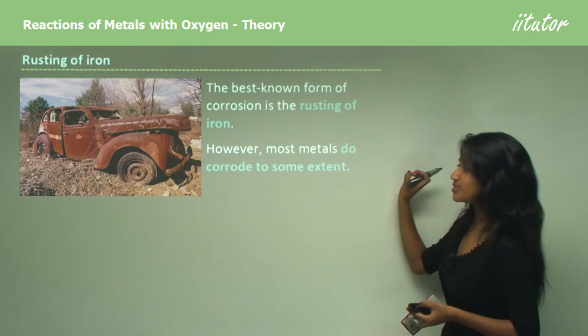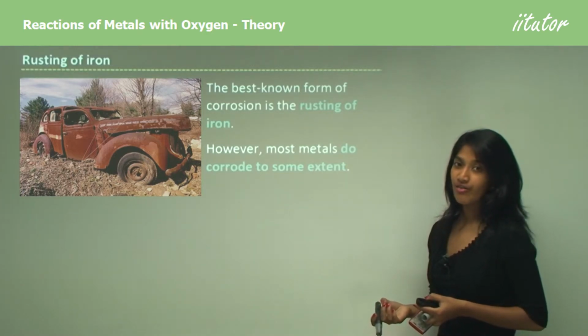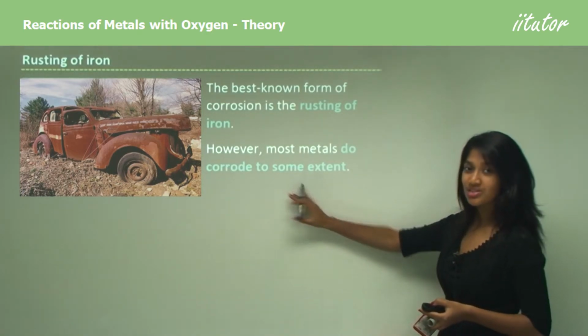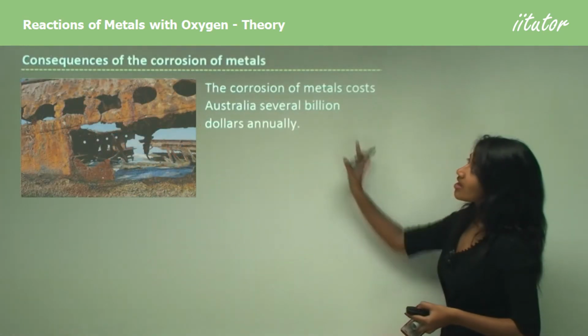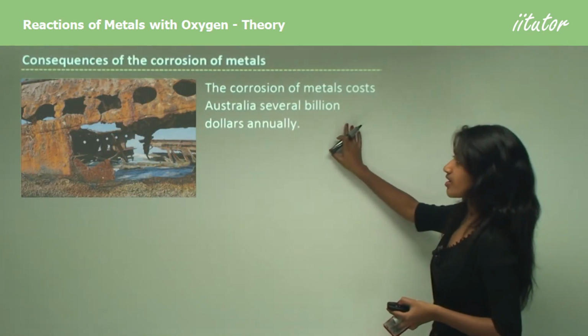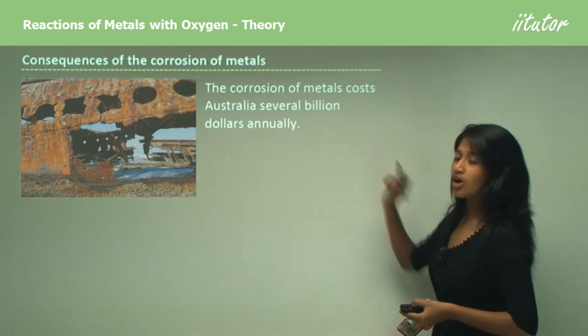However, most metals do corrode to some extent. Even though we're more familiar with iron corroding, most metals do, some at a microscopic level, so we don't actually see it. The corrosion of metals costs Australia several billion dollars annually. So it's clearly a very costly process.